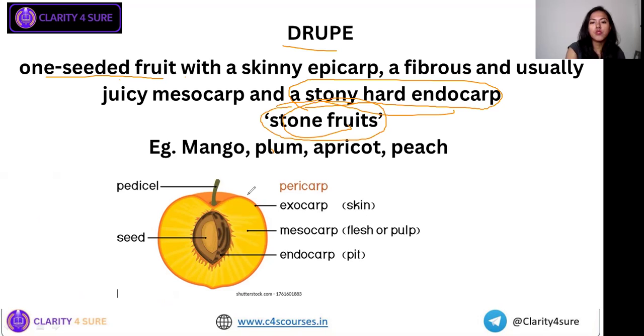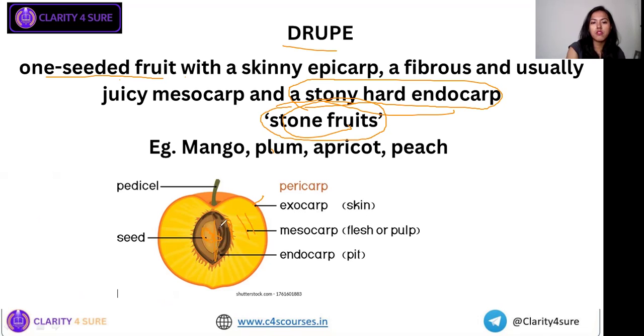Okay, so this one, you see, the pericarp is there. The pericarp is composed of the exocarp, the mesocarp, and this outer layer is what? It is your endocarp. And this is the seed inside. You see, this is the seed.